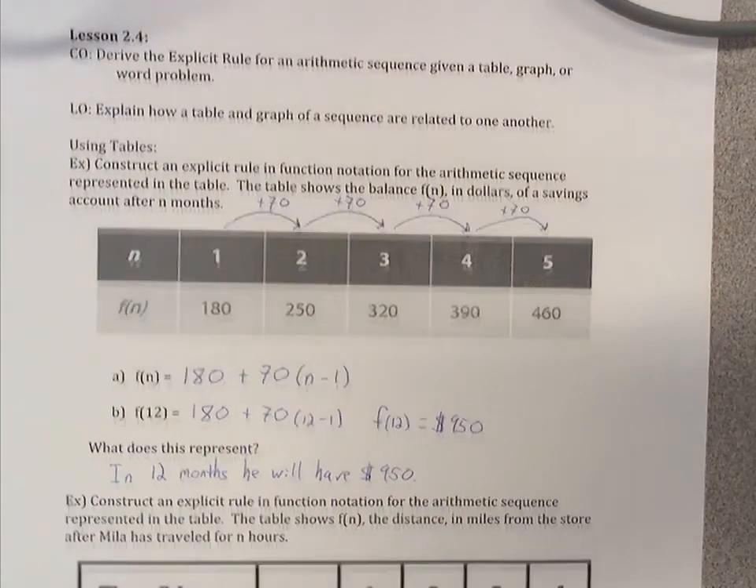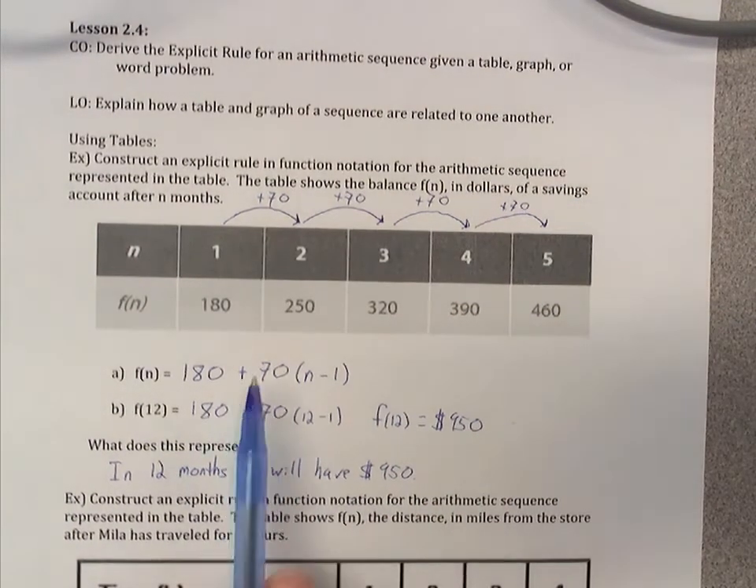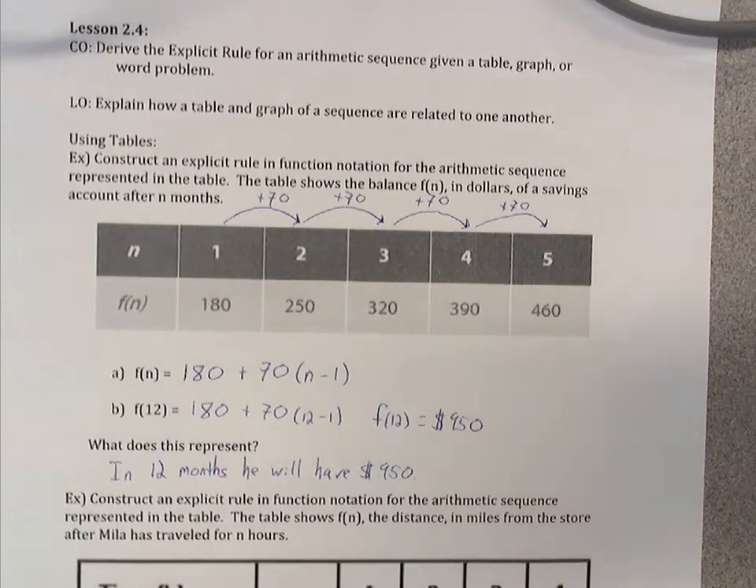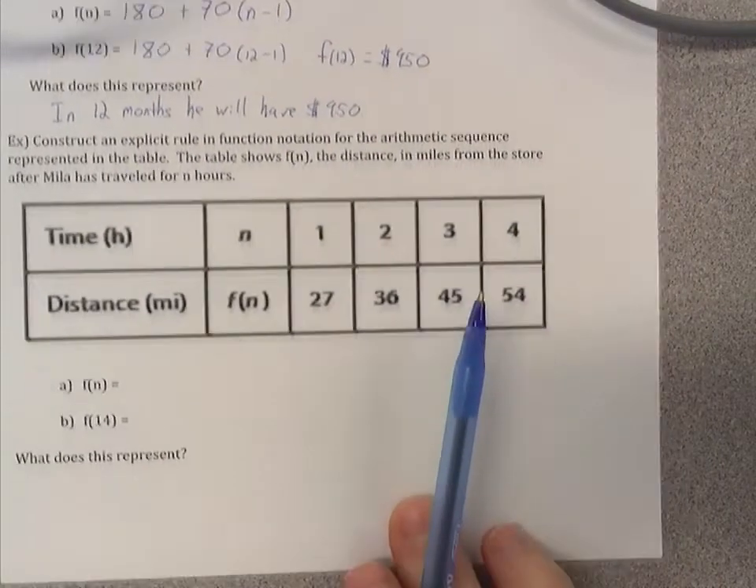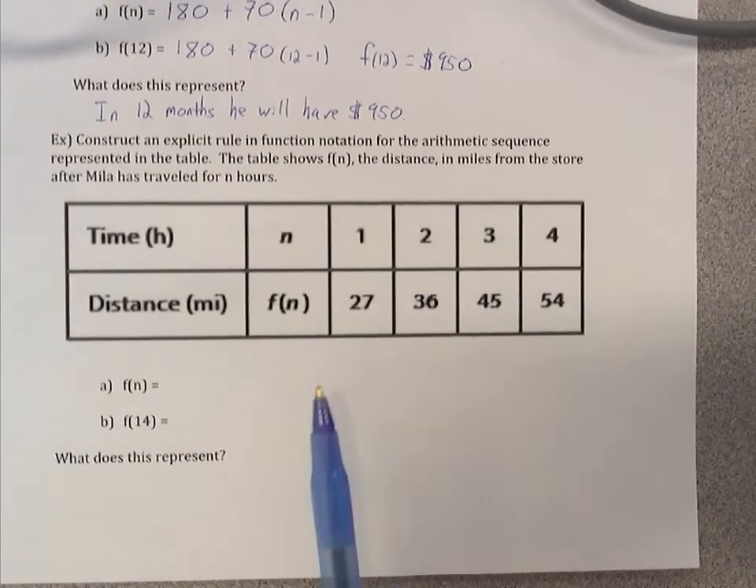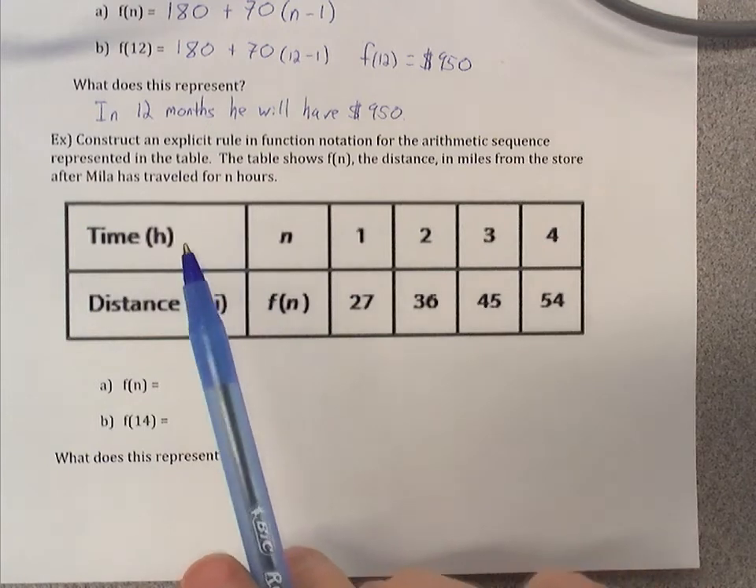Okay, so it's pretty simple, really, if we just think about how this data is changing over time. So let's try that again. Let's try to construct an explicit rule in function notation for the arithmetic sequence represented in this table.